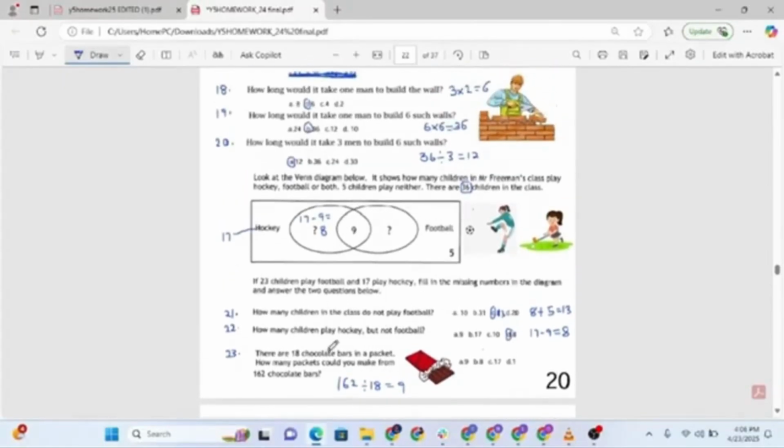Question 23. There are 18 chocolate bars in a packet. How many packets could you make from 162 chocolate bars? The correct answer is option A, 9. Explanation. Divide the total bars by the bars per packet. 162 divided by 18 equals 9.